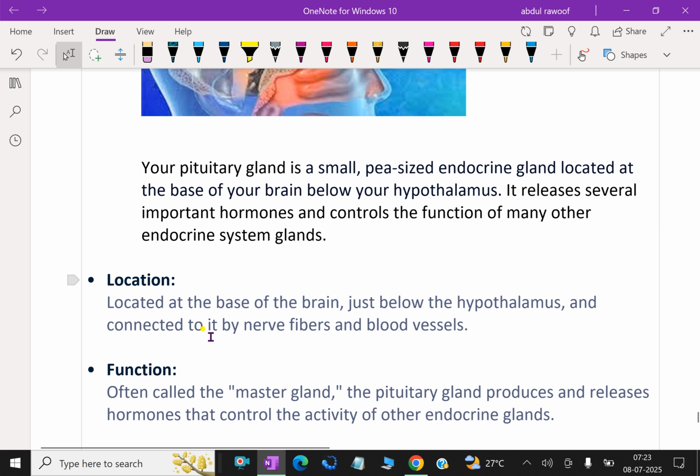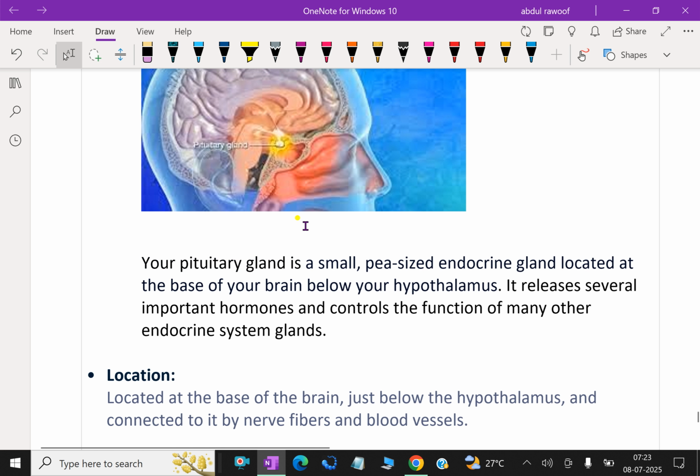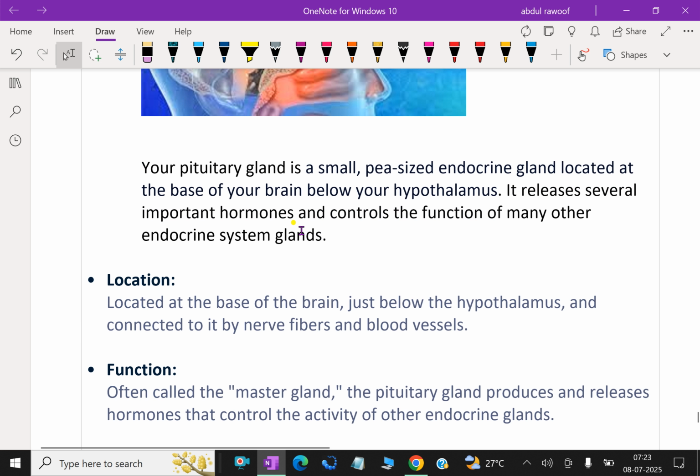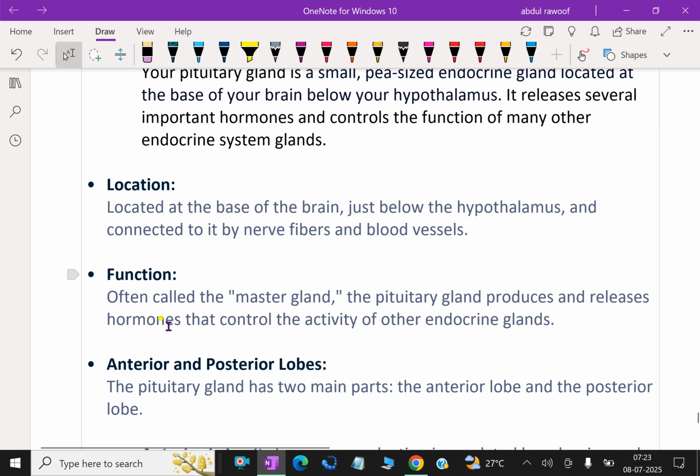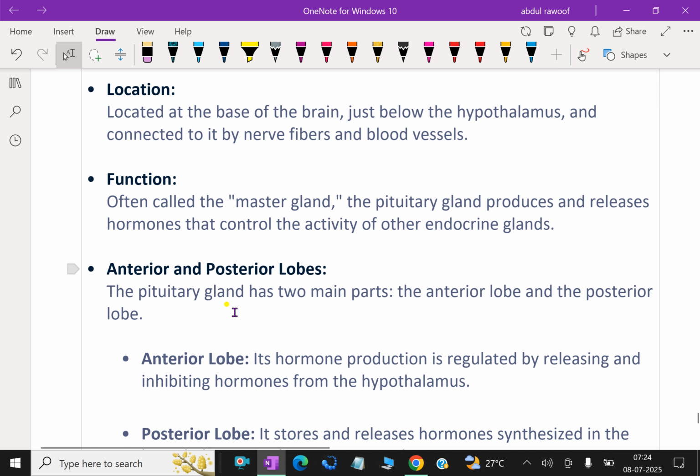Location. It's located at the base of the brain just below the hypothalamus and connected to it by nerve fibers and blood vessels. Function: often called the master gland. The pituitary gland produces and releases hormones that control the activity of other endocrine glands.